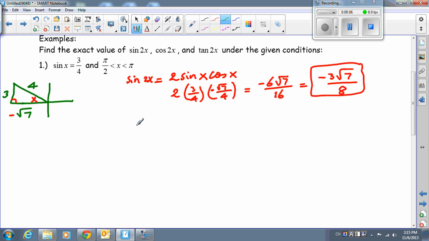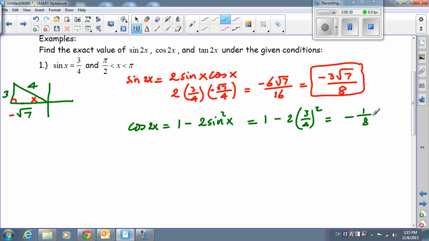Alright, I'll do the same thing for cosine of 2x. Here I know cosine 2x is 1 minus 2 sine squared of x, which is equal to 1 minus 2 times the sine squared of x, which will be 3 over 4 squared. And this will give you negative 1 over 8.